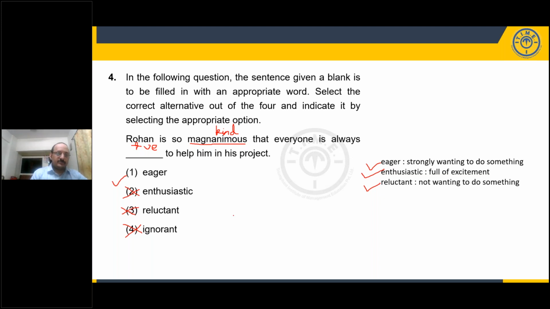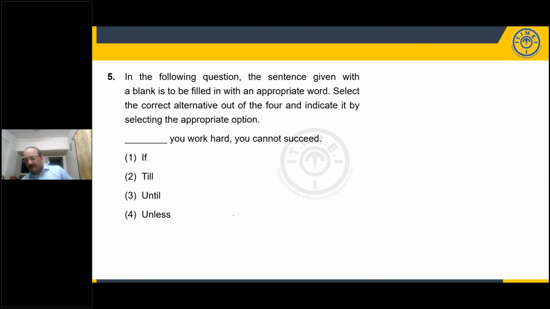All right, guys. Good. Now question number 5. Let's give this a try. Dash you work hard, you cannot succeed. So if you work hard, you cannot succeed. But "if" is more of cause and effect. So if you work hard, you can succeed. It should have been "can". "Cannot" would not be correct out here, right? If someone works hard, the person will succeed. So one gets eliminated.